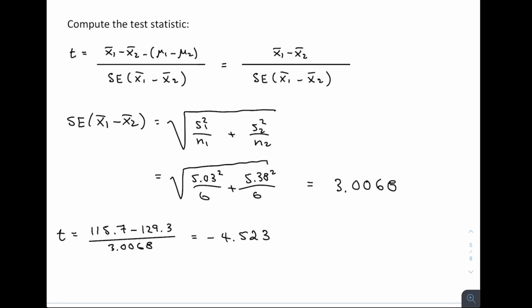Since this is a t-test statistic, I need to find the degrees of freedom. The degree of freedom, again, is just the smallest sample size minus 1. Since both of the samples are the same size, this is just 6 minus 1, which is 5. Let's now use table T to find the p-value for a left-tailed test with a test statistic of t equals negative 4.523 with 5 degrees of freedom.